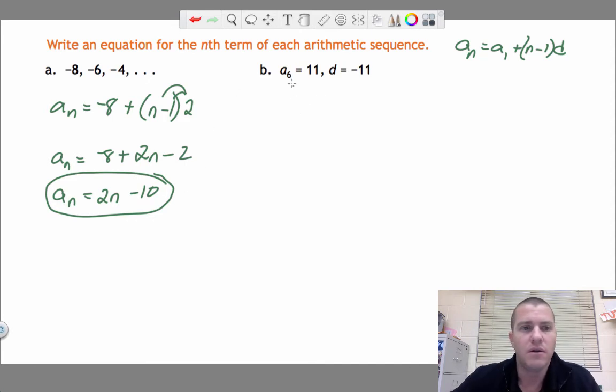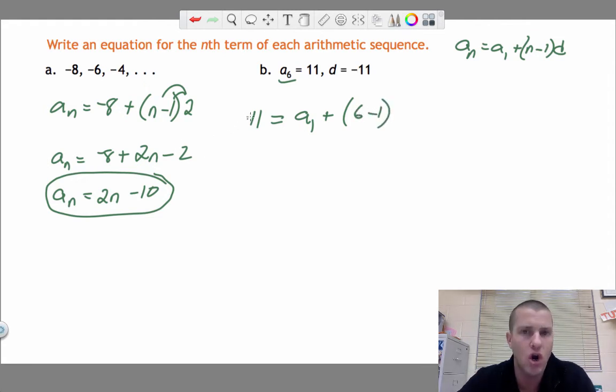So for this one, the first term I don't know, but I do know the sixth term here. Because I know the sixth term, I'm going to put that sixth term on the left side for a sub n. I don't know the a sub 1, I've got to find the a sub 1 to write the equation. Because this is the sixth term, I'm going to plug 6 in for n. So if you know a certain term, what that term is goes on the left side, and the term number goes in the n spot. Okay, and then the common difference is negative 11.